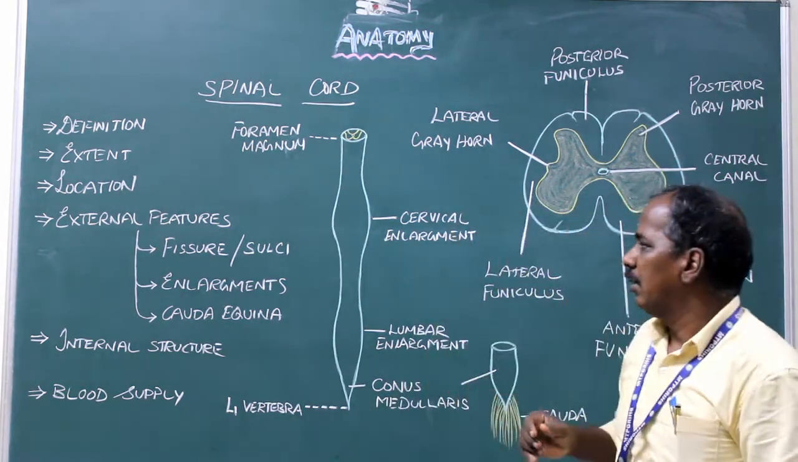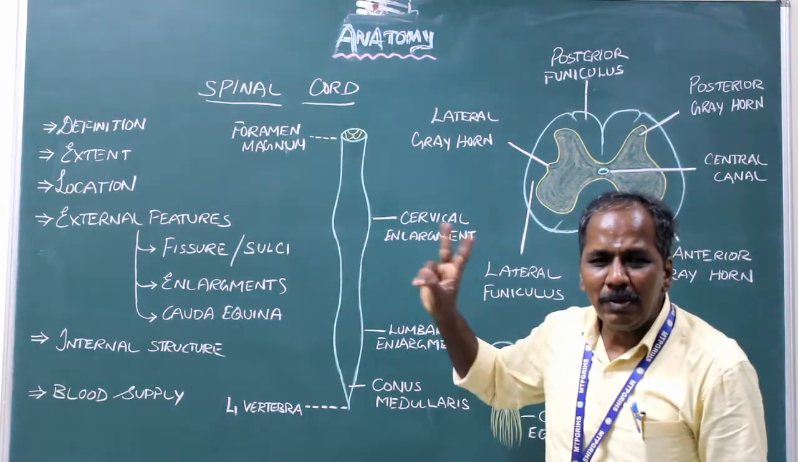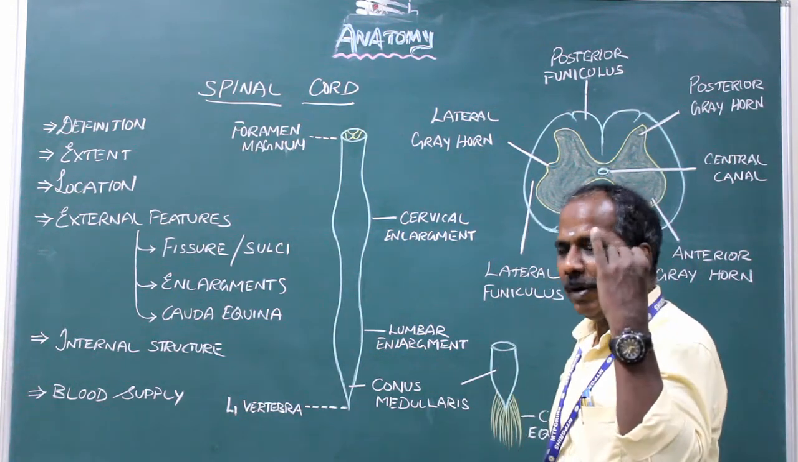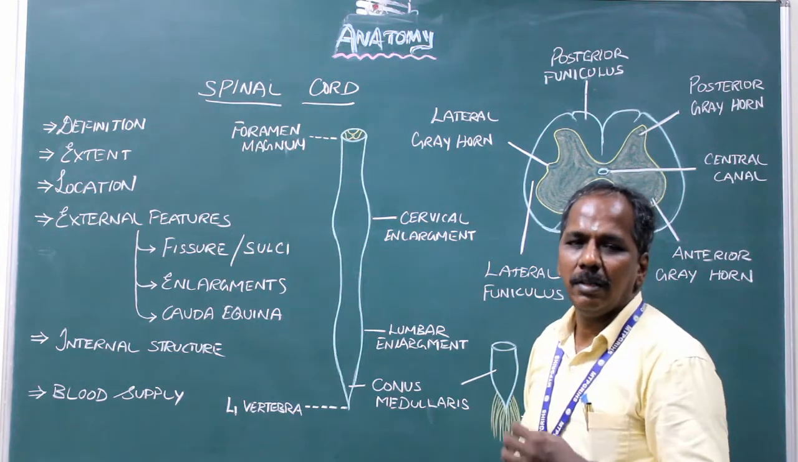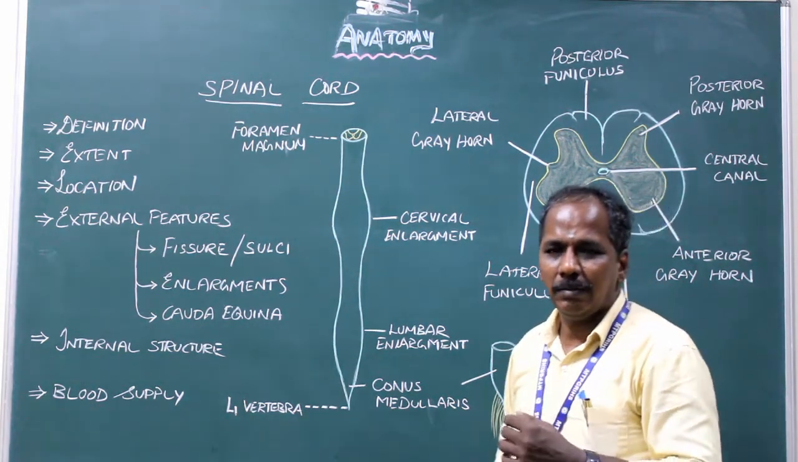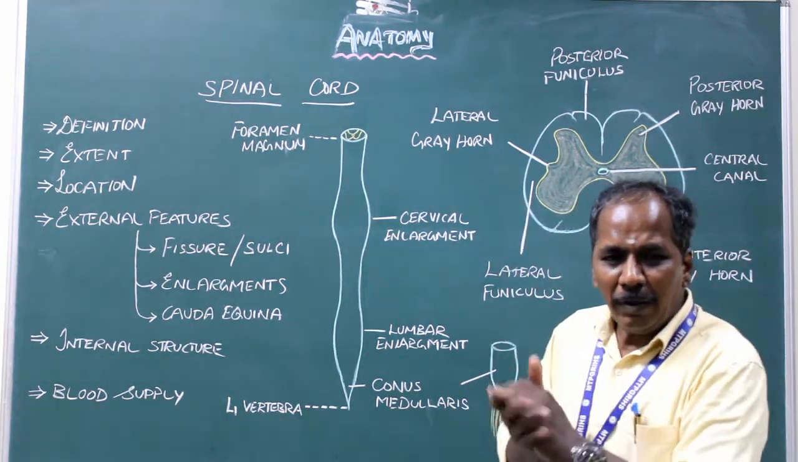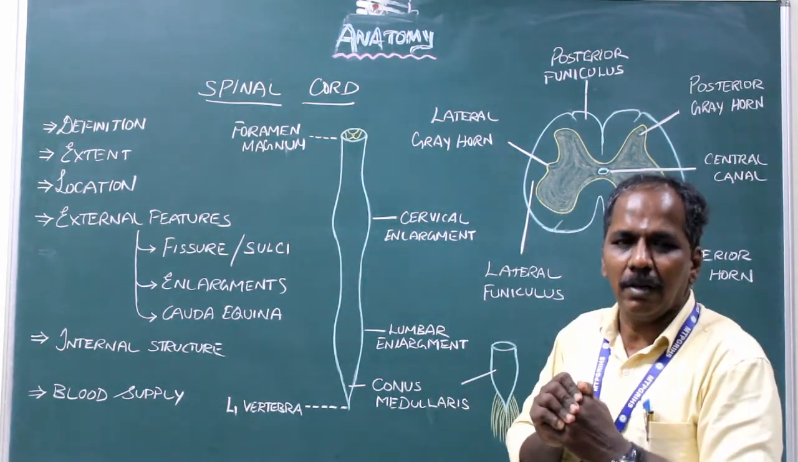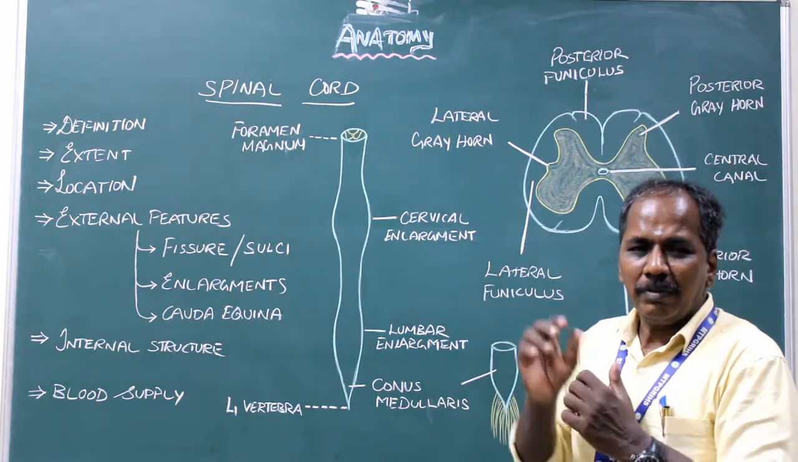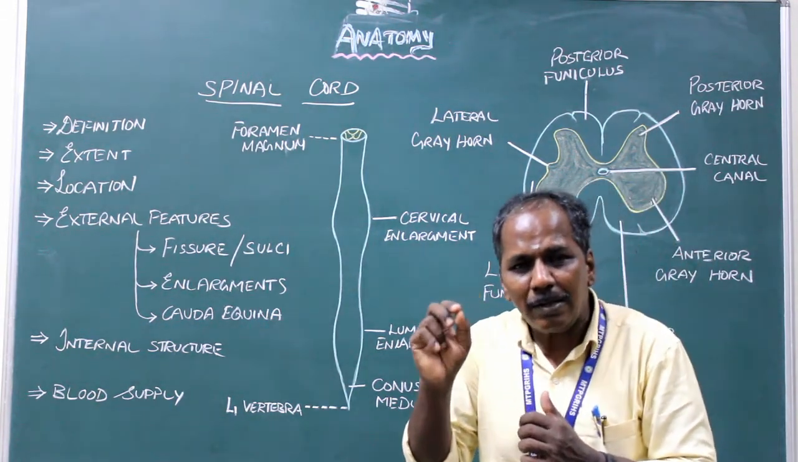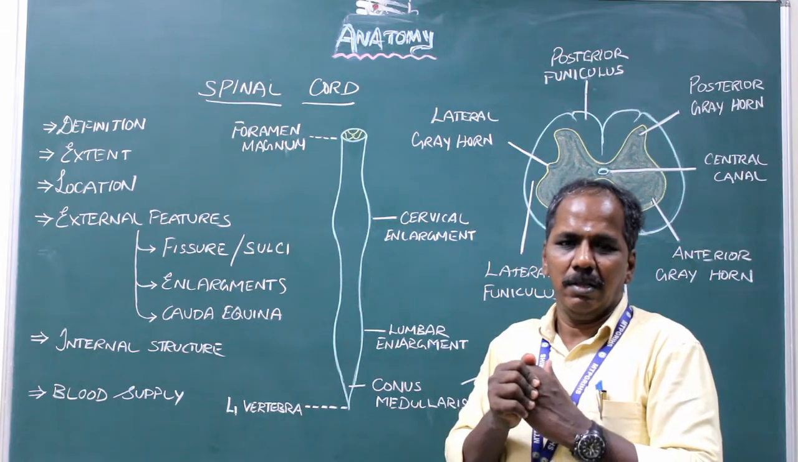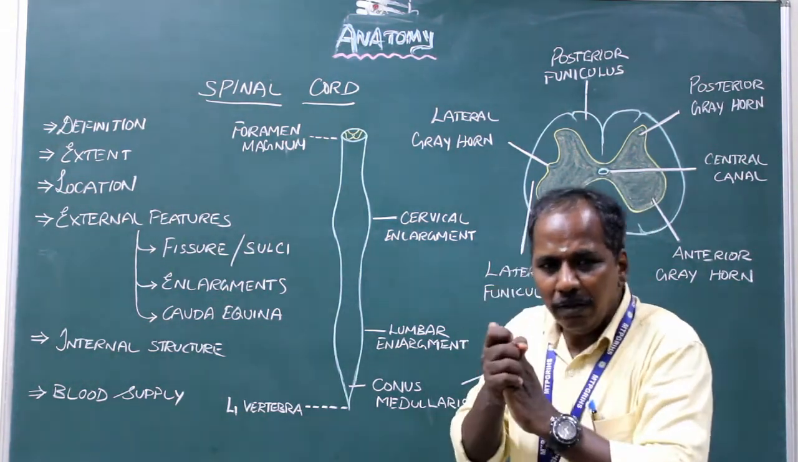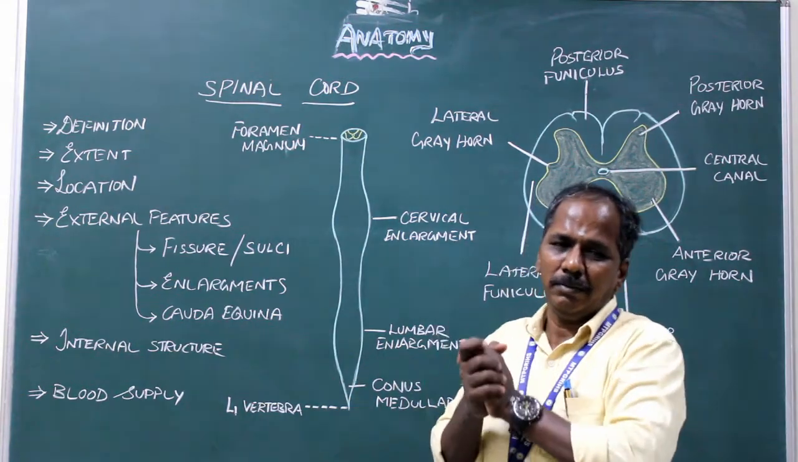Enlargements. The spinal cord has two enlargements. Number one, cervical enlargement. Number two, lumbar enlargement. Cervical enlargement is formed by the C5 to T1 segments of the spinal cord. It is formed due to the formation of brachial plexus. Brachial plexus is a network of nerves which supplies the upper limb.